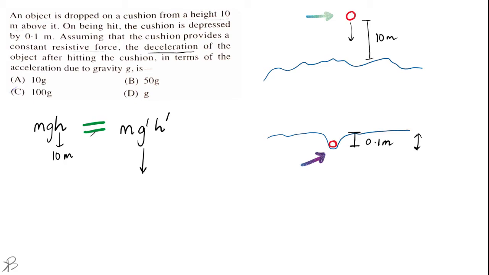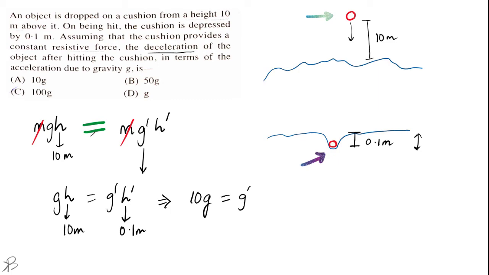So now since mass are same, we can cancel out the m. What remains is gh equal to g prime h prime, and here h is 10 meter and h prime is 0.1 meter. Then we have 10g is equal to g prime times 0.1, then g prime is equal to 100g. Okay, so this is the correct answer.